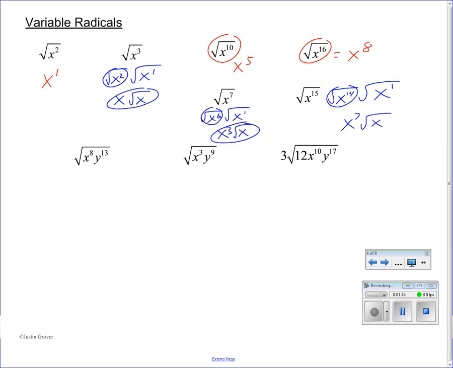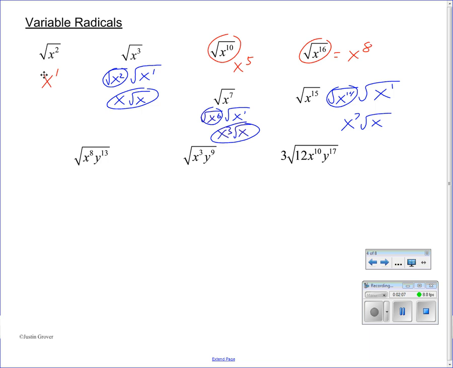Basically, if your variable has an odd exponent, you're going to be left with 1 inside the radical and half of 1 less than that outside the radical. So for 15, there is 1 left inside, and half of 1 less. 1 less is 14, and half that is 7. So x to the 7th radical x.